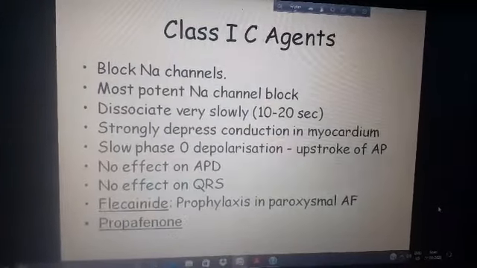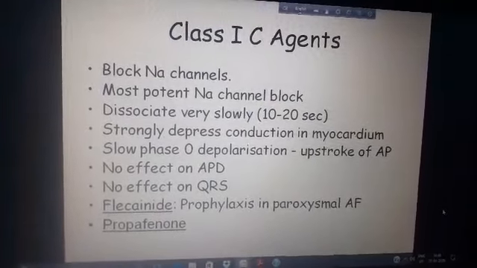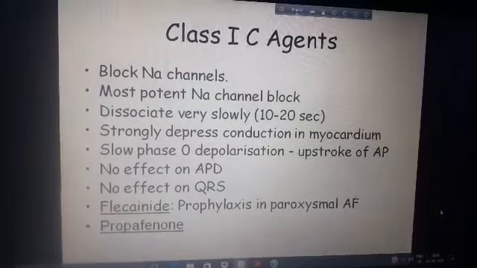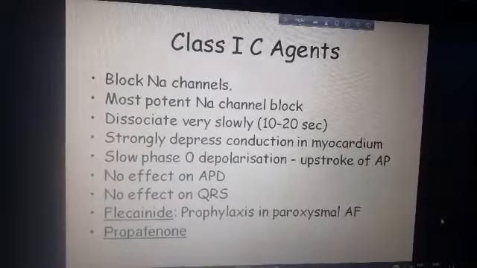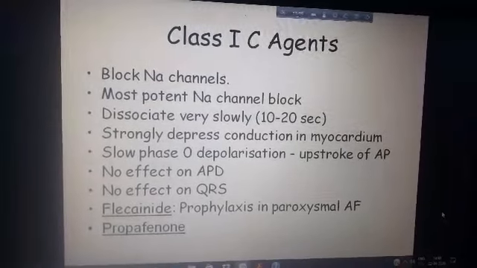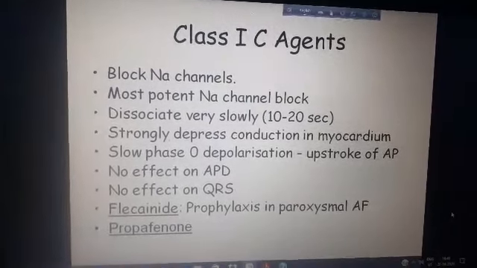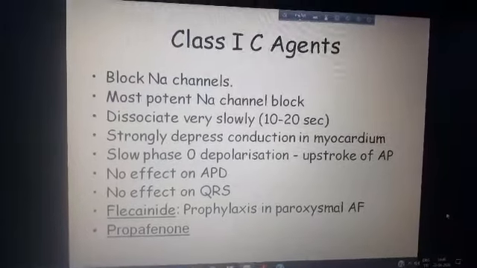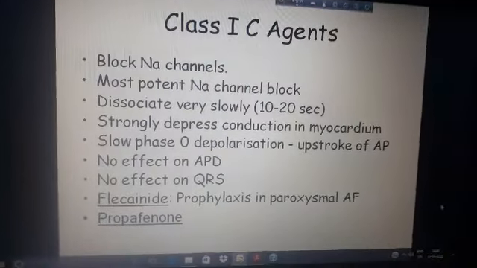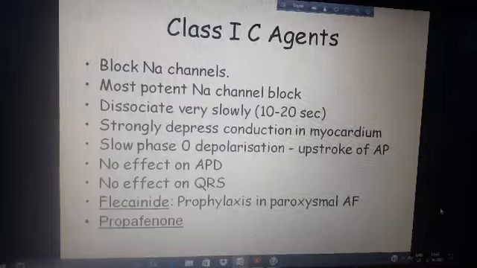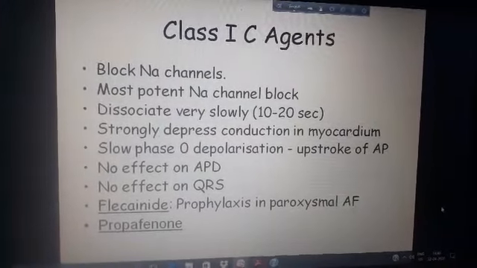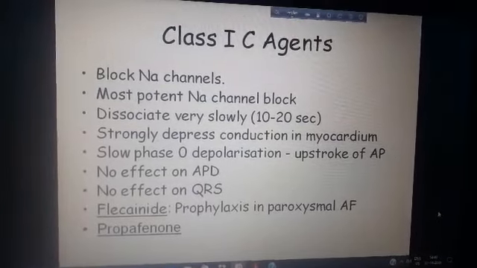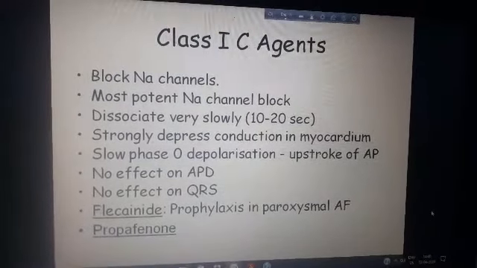Phenytoin is another example. Class 1C blocks the sodium channels. Most potent sodium channel block, and also dissociates very slowly. So lignocaine dissociates very fast, and class 1C like flecainide dissociates very slowly. It strongly depresses the conduction in the myocardium. So here the phase 0 slope is very much decreased. So it slows the phase 0 depolarization, but there is no effect on the action potential duration, no effect on the QRS. And flecainide can be used in the treatment of atrial fibrillation.